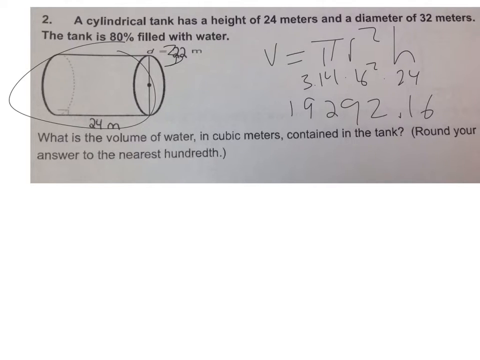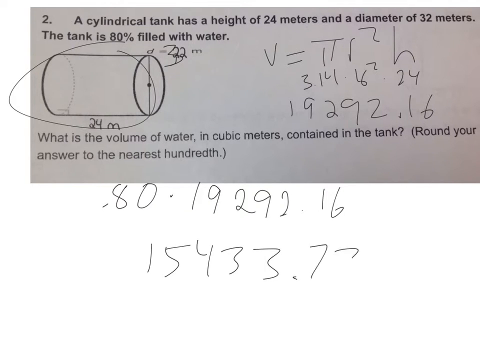Now, it's only filled 80% of the way. It's 80% filled with water, and we want to know the volume of the water, so we have to figure out 80% of that number. So 0.80 times 19,292.16. So when we do that, we end up getting 15,433.73. So that's going to be cubic meters as well. Oops, cubic meters. All right. So now we're going to go ahead, because it did say round to the nearest hundredth. Okay, it did come out to the thousandths, but we rounded it to make it 0.73.